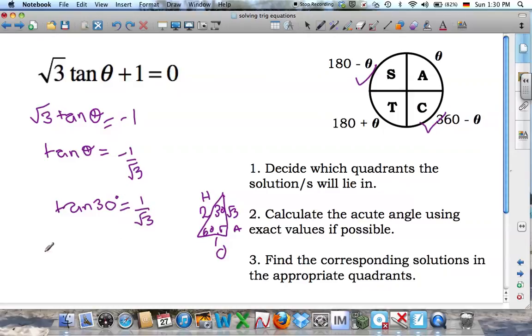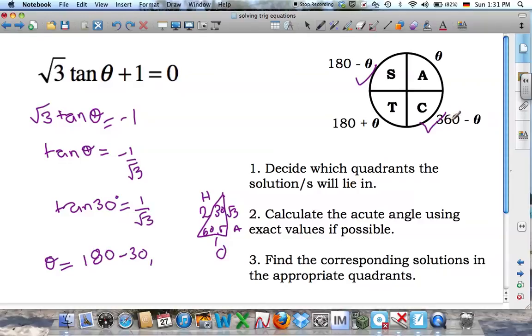Now we go back to the question and we want to know what theta equals. But we don't need 30 because 30 is acute, and we know that's in the first quadrant. And we didn't tick there because that's when it's positive. So I need the corresponding angle to that acute angle in the second quadrant. So it's 180 minus theta. Now when we say theta up here, we mean the acute angle. So I know it's 180 minus 30.